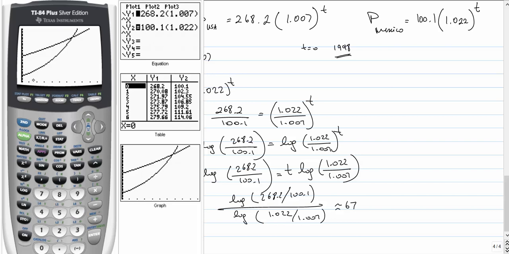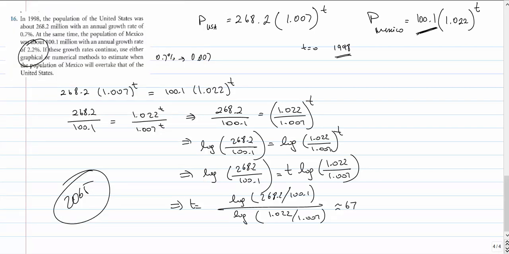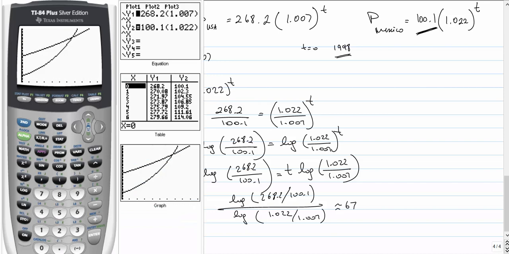Alright, the exponential function at the bottom is for Mexico. The starting is 100, right? The starting is 100. And then above, exponential function is for USA. So let's find the intersection, second calc, 5, enter, second one, enter, and then guess.